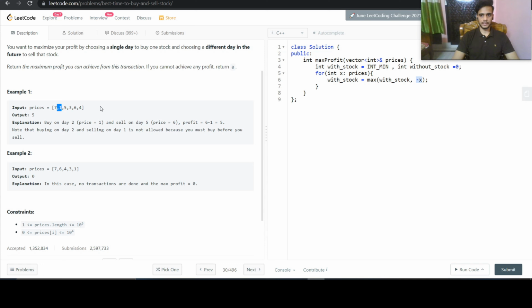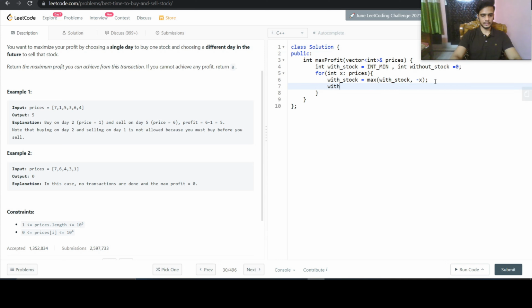So whichever will be maximum, we will choose the maximum one, so that we can maximize our profit. Since minus 1 is greater than minus 7, we will choose this one. We don't want to buy a stock which has a higher price. So that's why the max function.